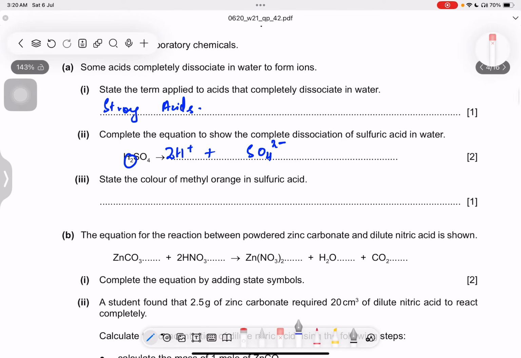State the color of methyl orange in sulfuric acid. It is basically red in acids and yellow in bases. So the answer over here is red.